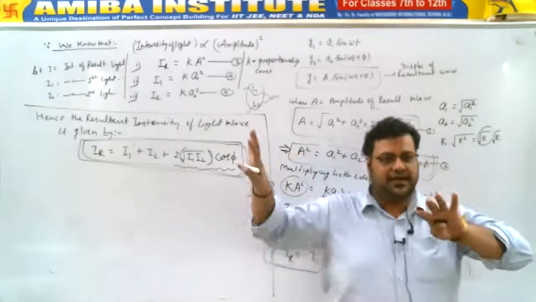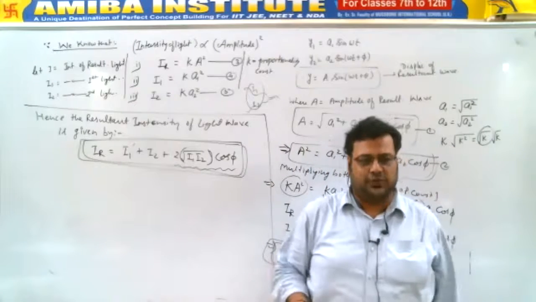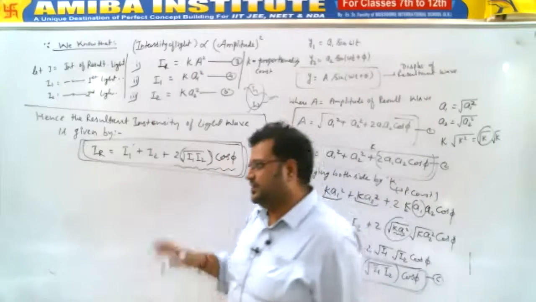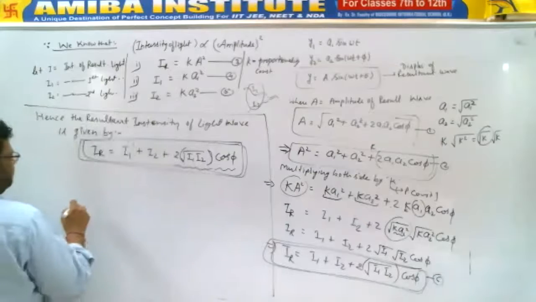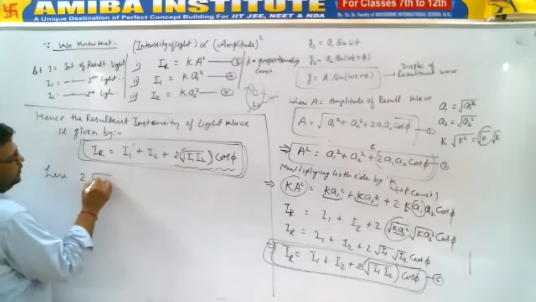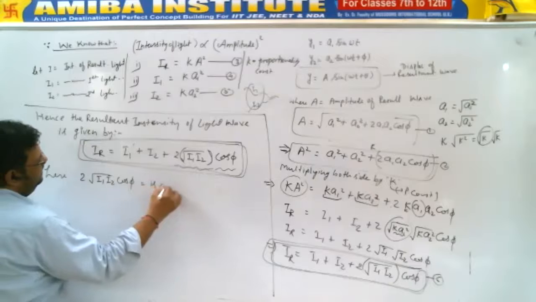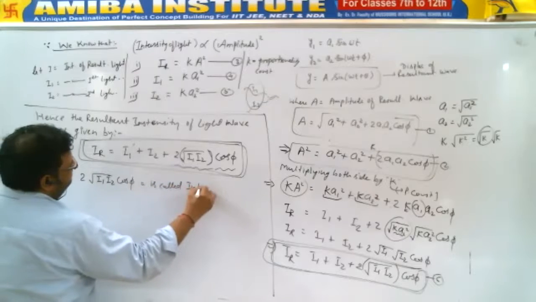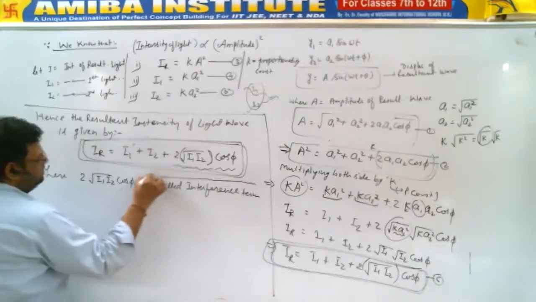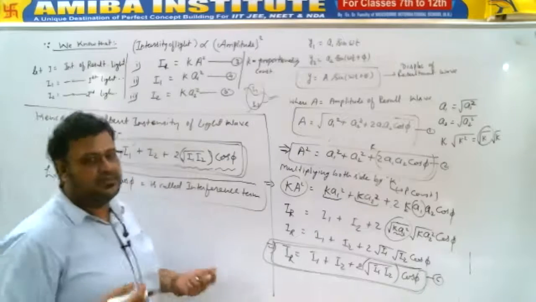If there is light, it means light is everywhere. So what is the total intensity? I1 plus I2, right? But what will make the difference here? This term. That's why this is called the interference term. So here, 2 under root I1 I2 cos phi is called the interference term. If this term is not present, then we will have only I_R equal to I1 plus I2.